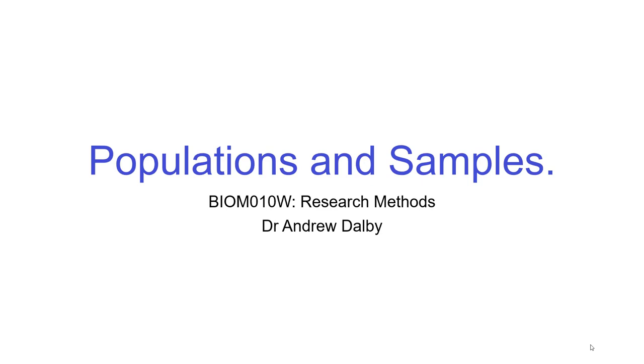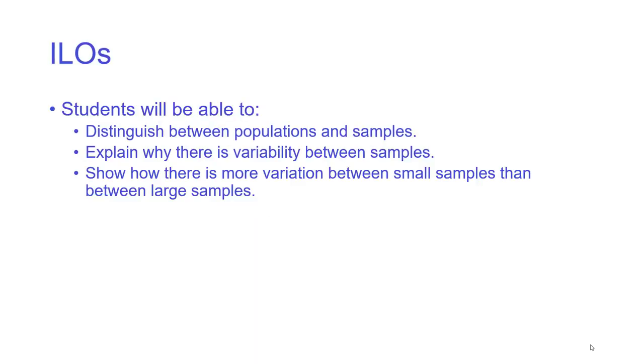Now this is a particularly important conceptual distinction that you have to understand. That's the difference between populations and samples. So I need to explain how to distinguish between the two, and I need to explain why there's variability between samples, and show that there's more variation between small samples than larger samples.